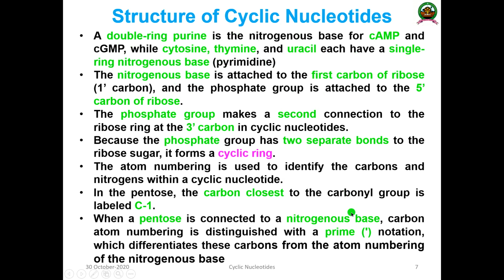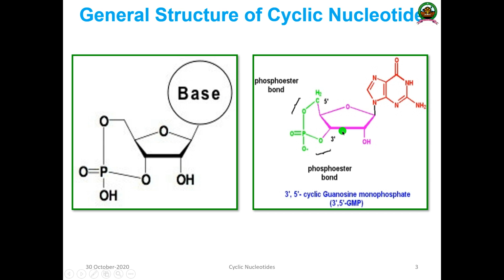Okay, then this nitrogenous base is attached to the first carbon atom of the ribose. Carbon number 1. The nitrogenous base is attached to the first carbon of the ribose sugar, and the phosphate group is attached to the fifth carbon of the ribose. Okay, that is another important thing. Then the phosphate group makes a second connection to the ribose ring at the third carbon atom in the cyclic nucleotides. Okay, so this is what I have told.